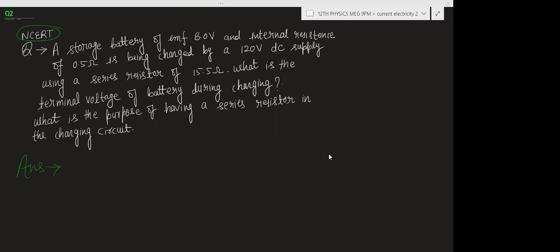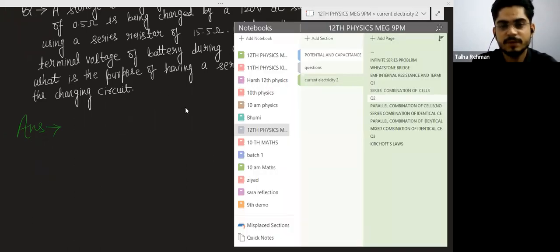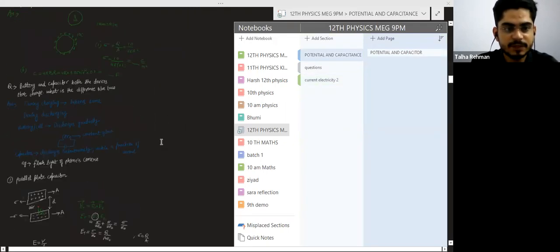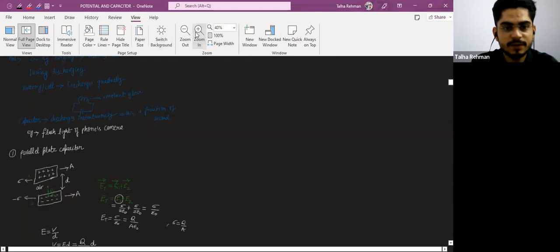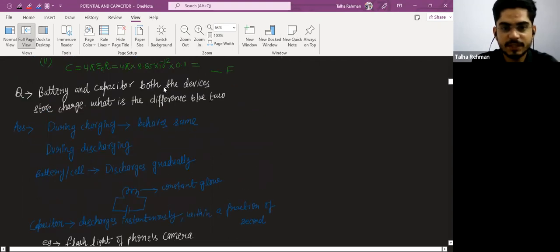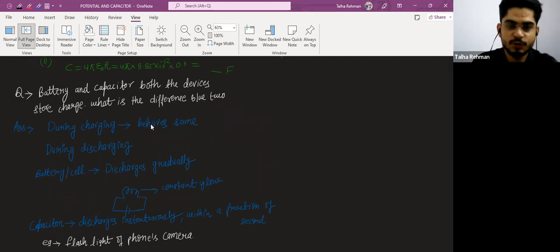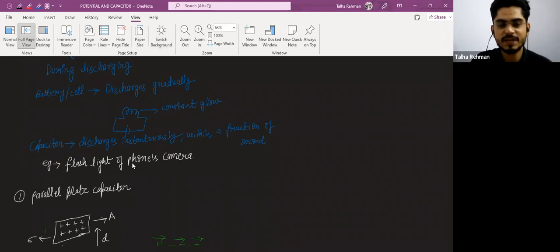Yes. So we have discussed this also. I have given this in this chapter, in the capacitor. I have written this in the form of a question. See, battery and capacitor, both devices store charge. What is the difference between the two? We have done this, na? So during charging, they behave the same. During discharging, the battery or cell discharges gradually. The capacitor discharges instantly, within a fraction of a second. I have given the example of the flashlight of a phone's camera.